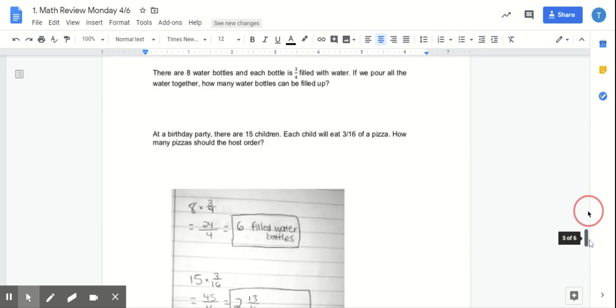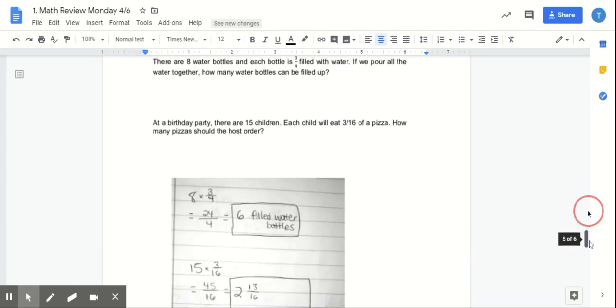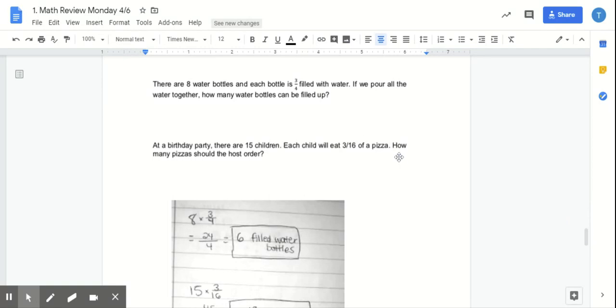All right, let's go to the last section. So, number one on this page. There are 8 water bottles, and each bottle is 3/4 filled with water. If we pour all the water together, how many water bottles can be filled up?